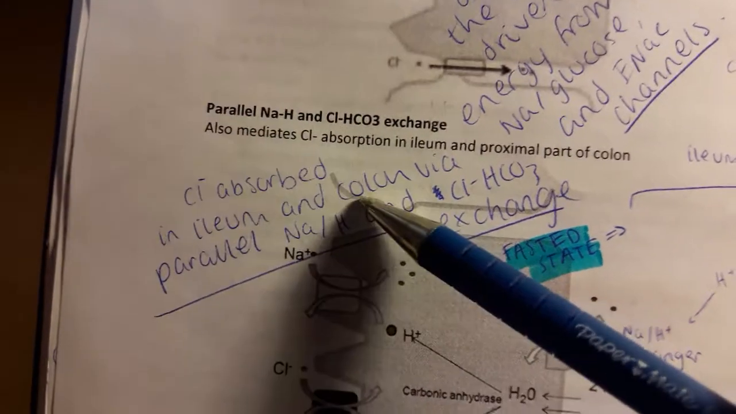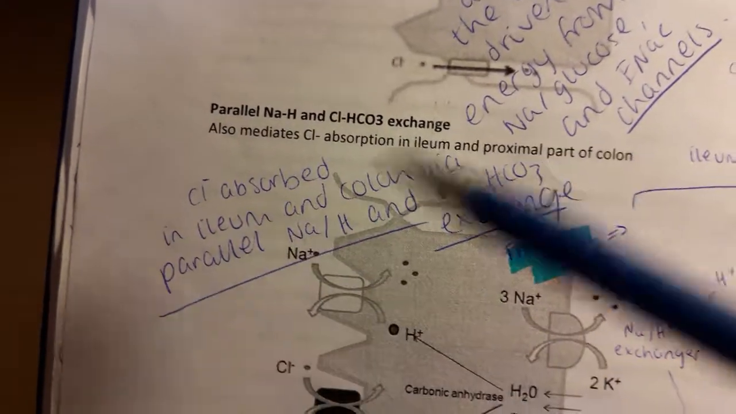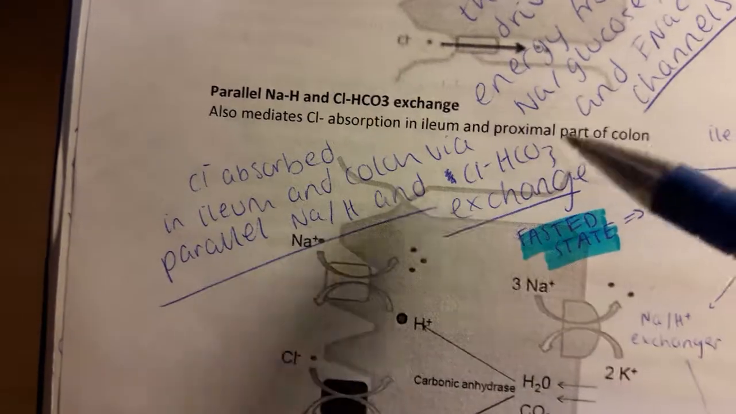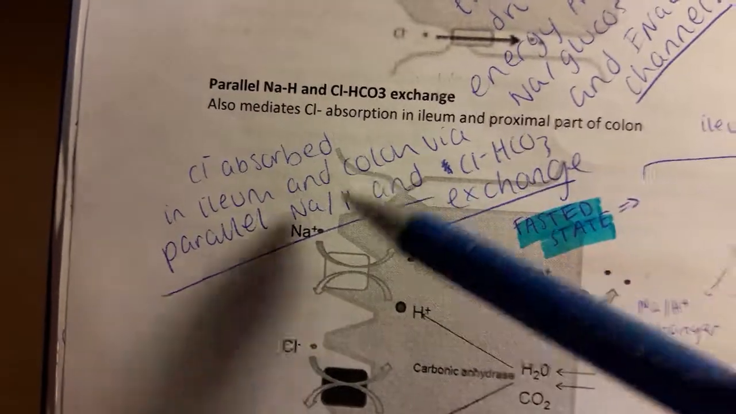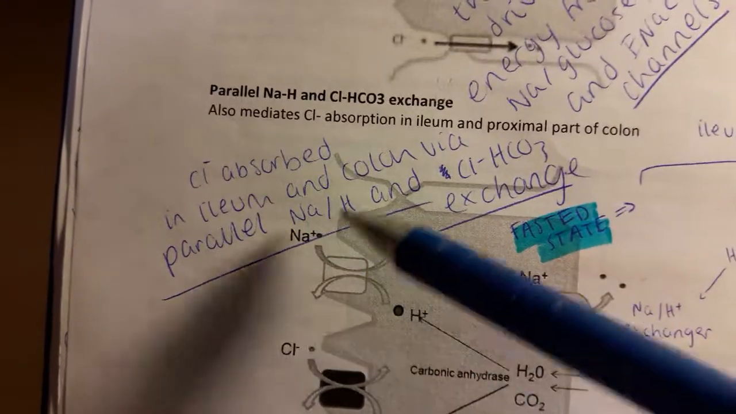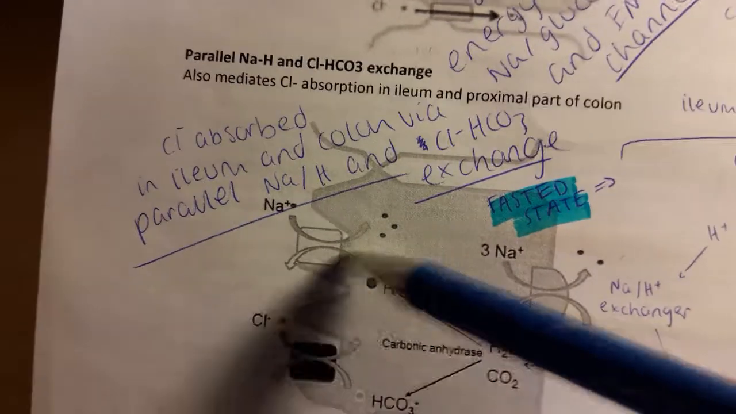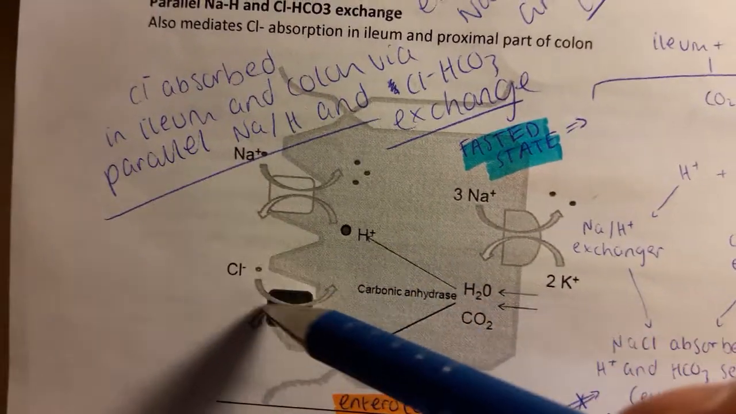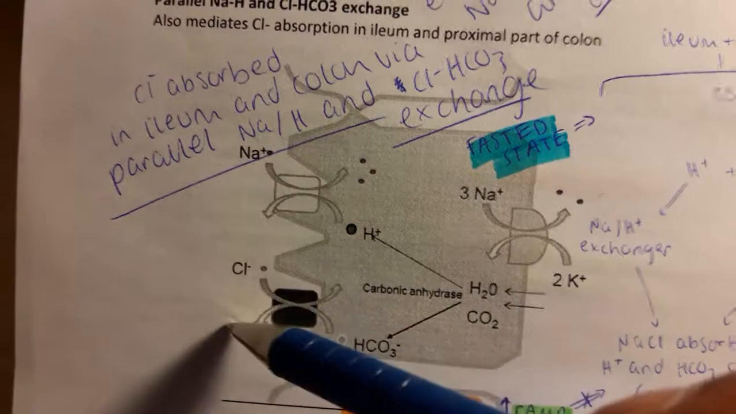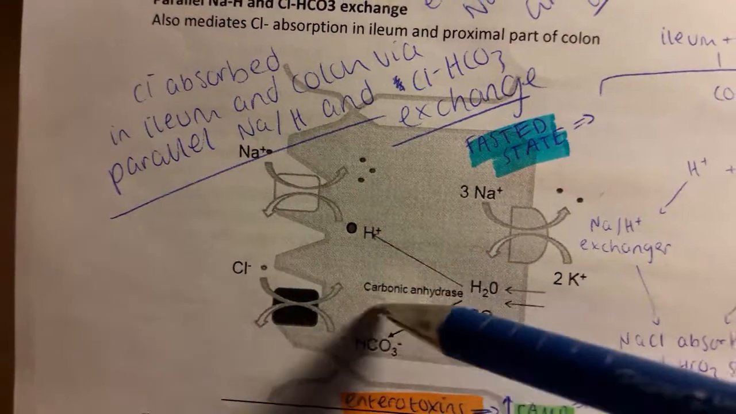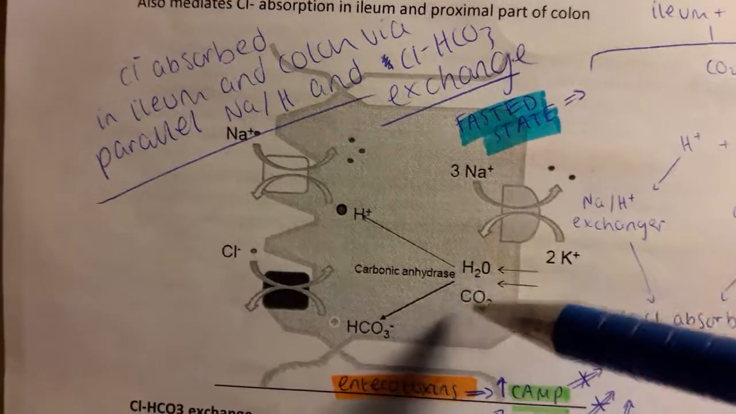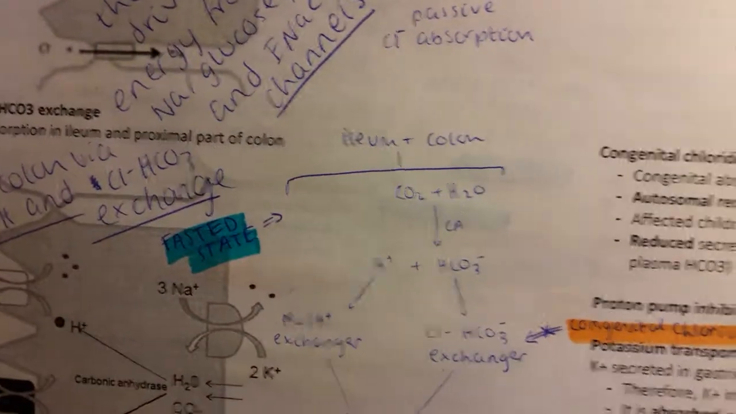In the ileum and colon, chloride is absorbed via parallel sodium-hydrogen and chloride-bicarbonate exchange. If you remember, the sodium is absorbed in, protons are pumped out, and the chloride comes in, bicarbonate pumped out. Where did the proton and bicarbonate come from? They come from the reaction of water and carbon dioxide with carbonic anhydrase. So let's have a look at that.